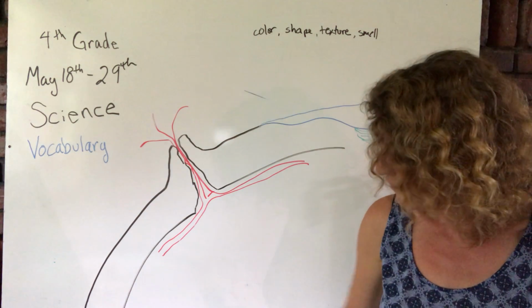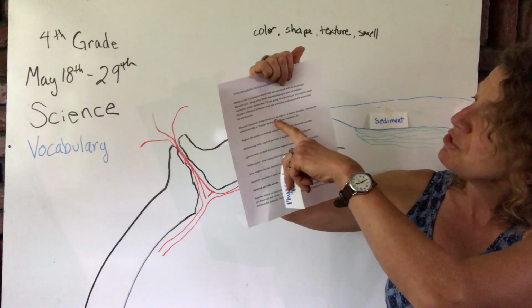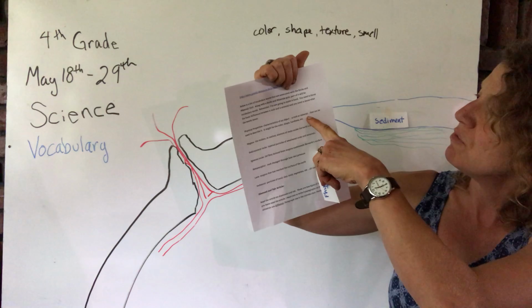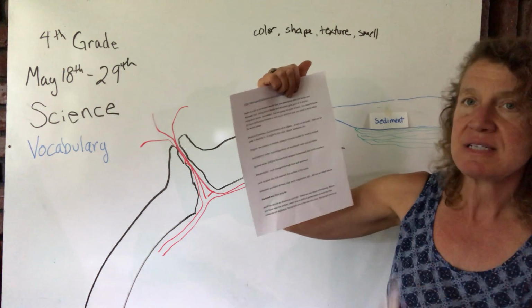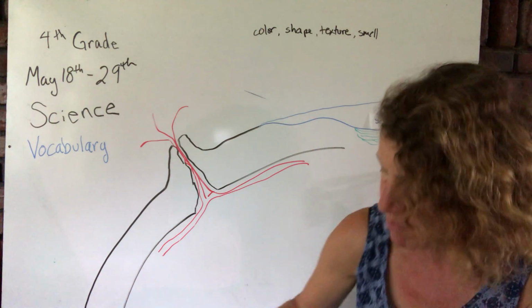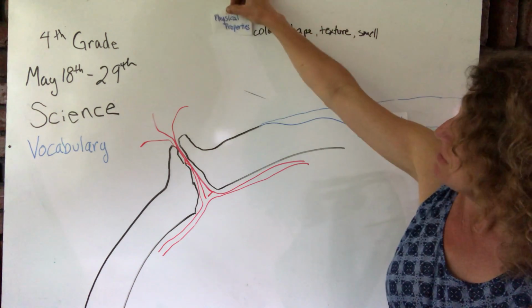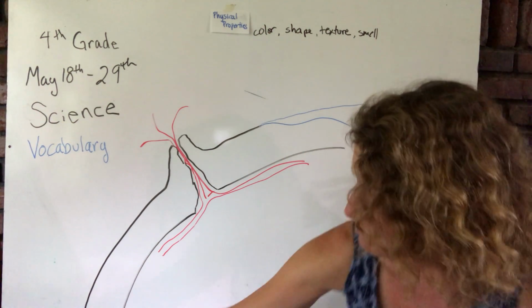Physical properties. The definition of physical properties is characteristics of an object, a rock or mineral, that can be used to describe it. It might be the color, shape, hardness, etc. Oh, that's why I've got these things up here. Those are examples of physical properties. Okay, next.